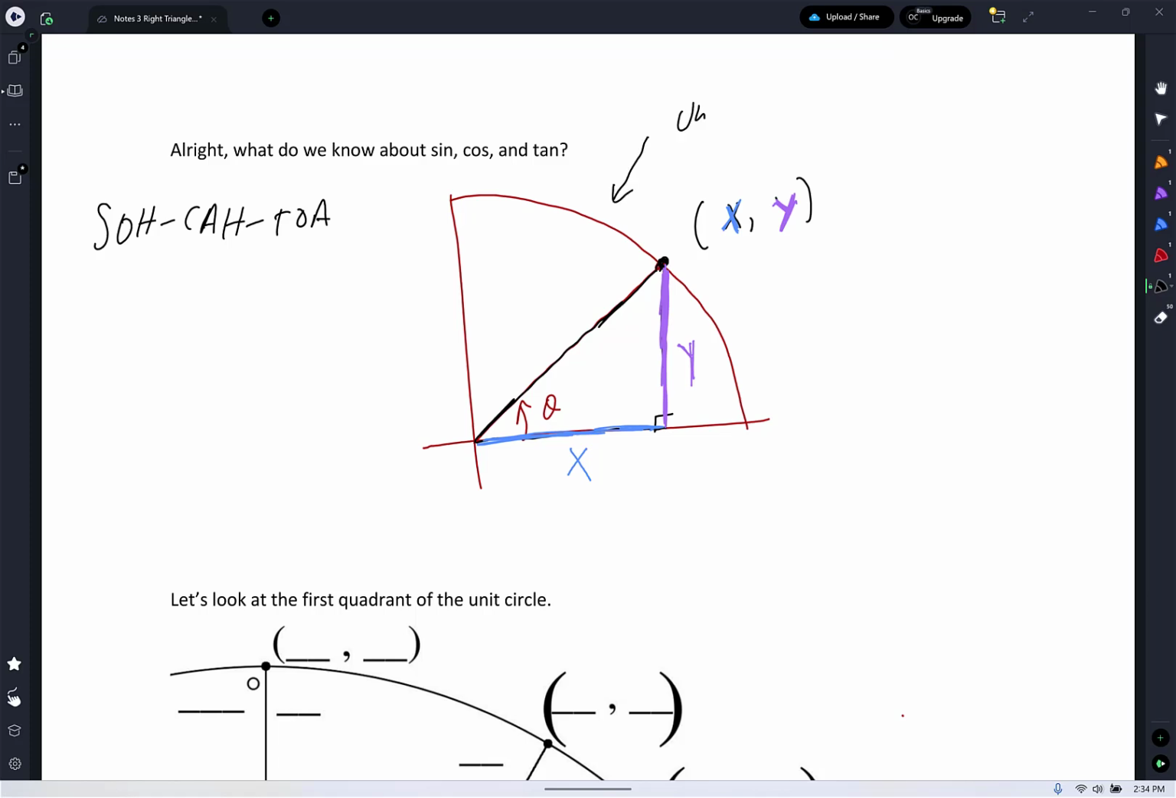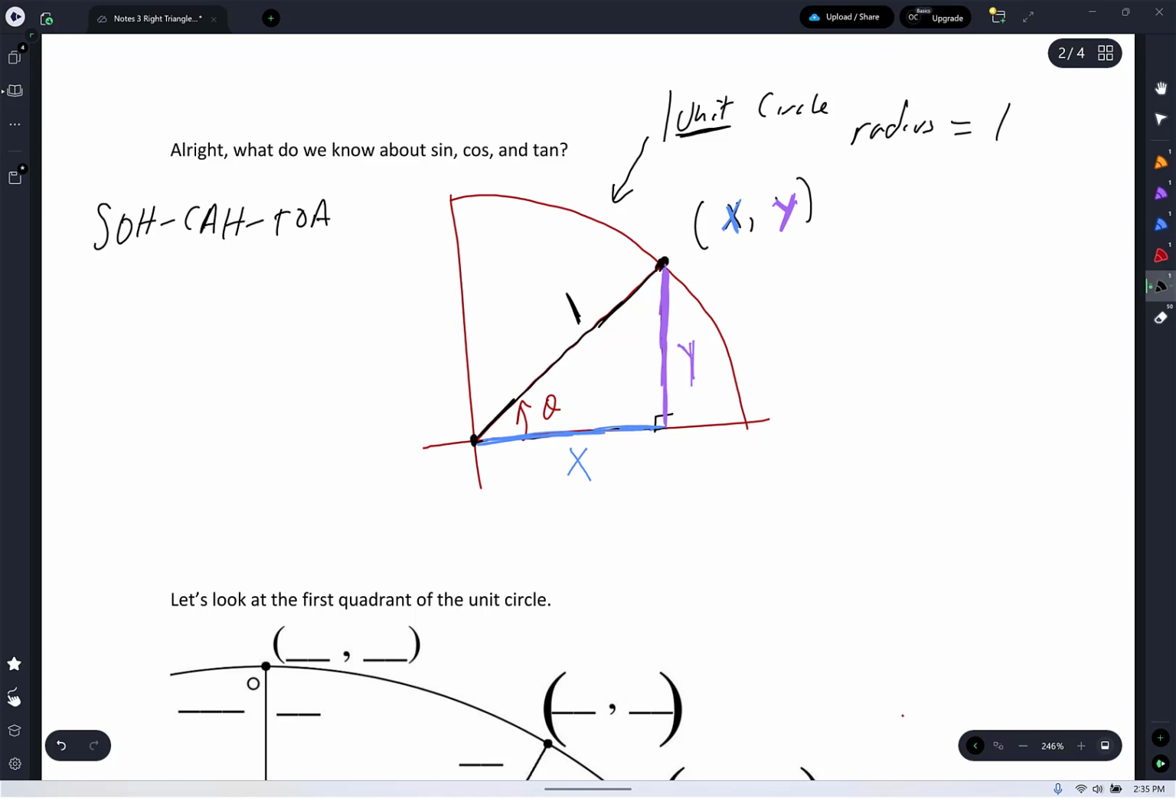So the unit circle has a radius of 1 because it's called a 1 unit circle or just unit circle. So the radius is 1, because from the origin to this part of that circle, that's 1. So my hypotenuse is 1 because my hypotenuse is my radius. Do you guys see that? Okay, perfect.